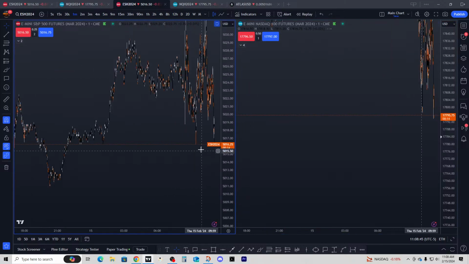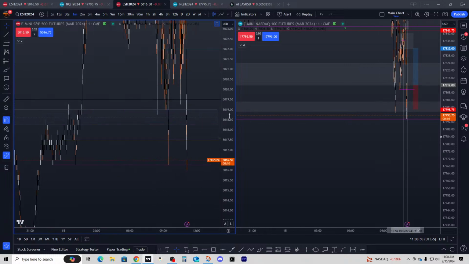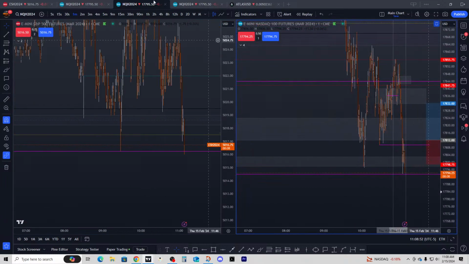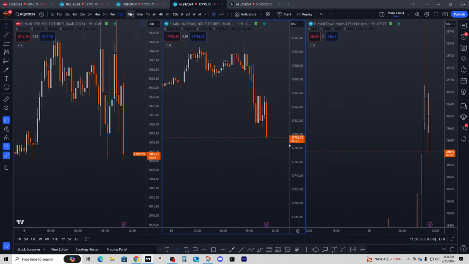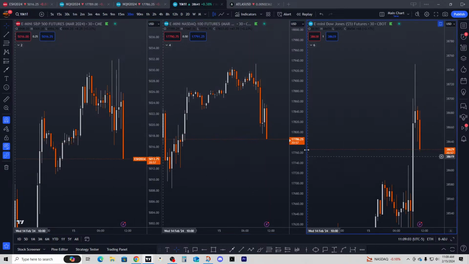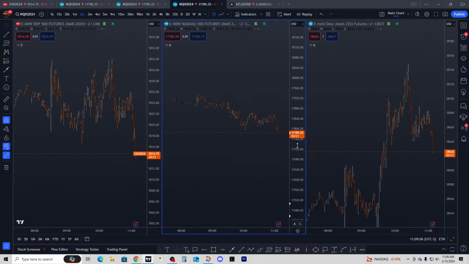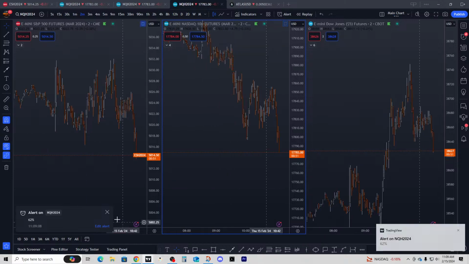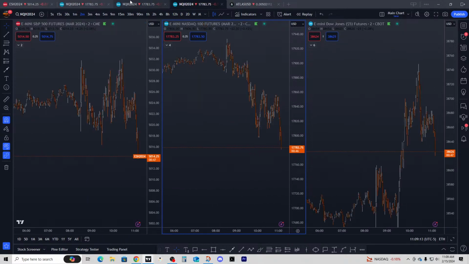Let's go! ES just took the low. Let's go. Finally. Now the question is, do we just bounce back or do we just continue? It looks like it's just going to continue now. Well, we'll see. All right, 62% happened on NQ.